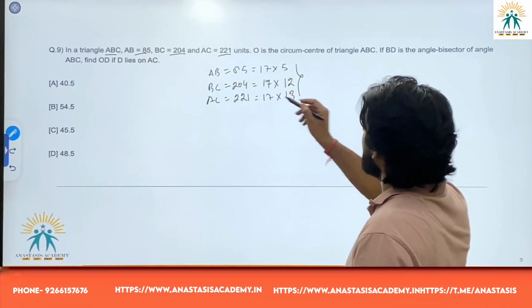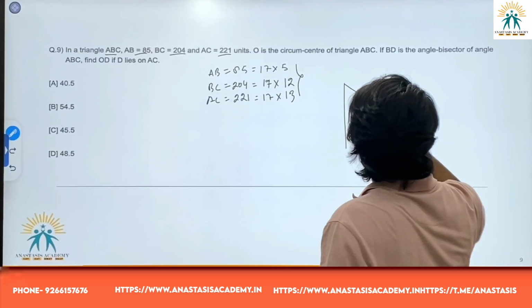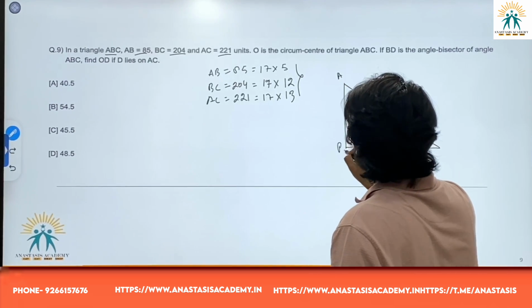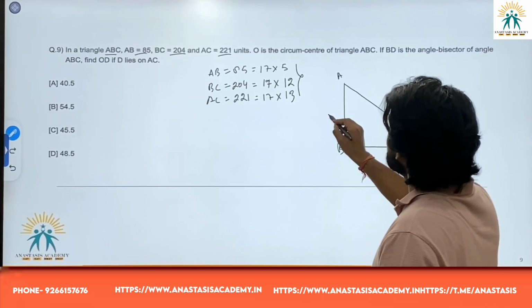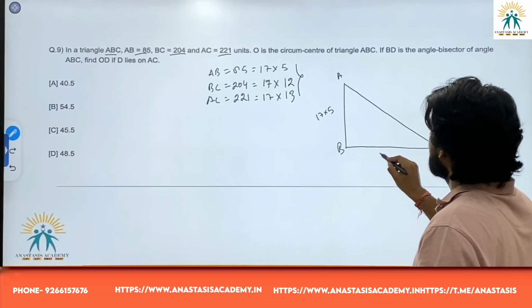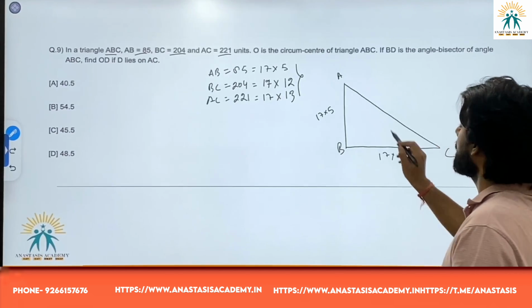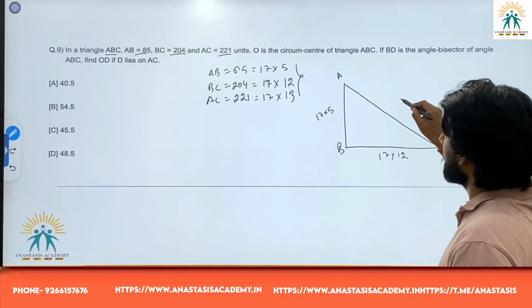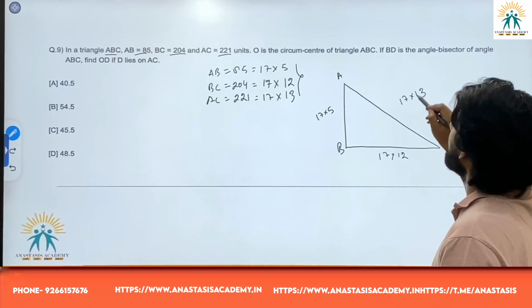So I know this triangle ABC is a right angle triangle. So A, B, C. AB is 85, 17 into 5. BC is 17 into 12. I know 5, 12 and 13 is a right angle triangle, and it is 17 into 13.